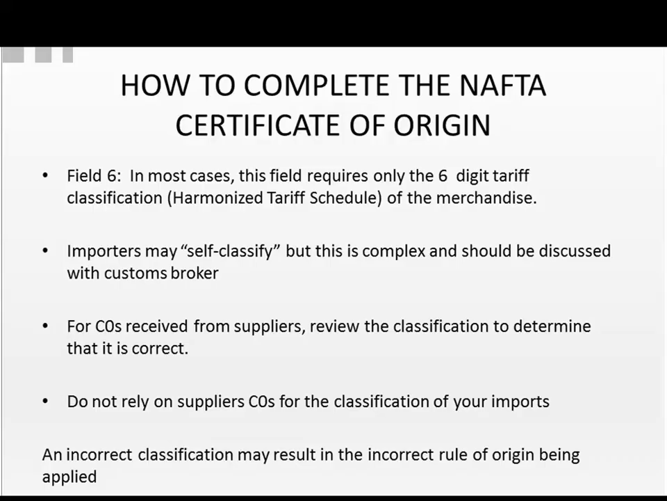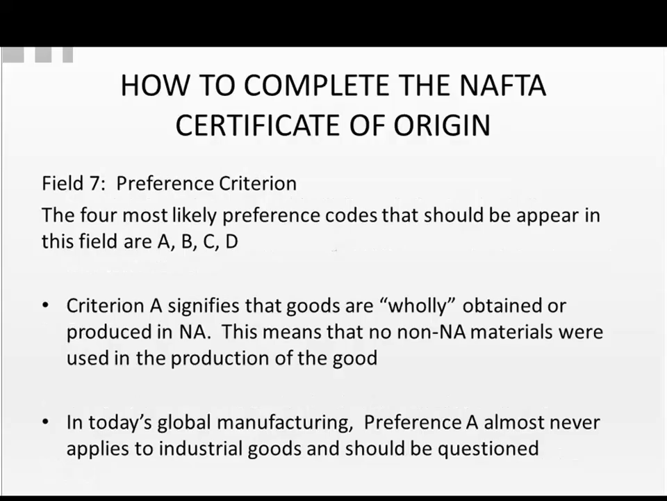So let's move on. It's a little bit more complicated with field number 7. Field number 7 are what we call preference criterion. The 4 most likely preference codes that should appear in this field are either A, B, C, or D.